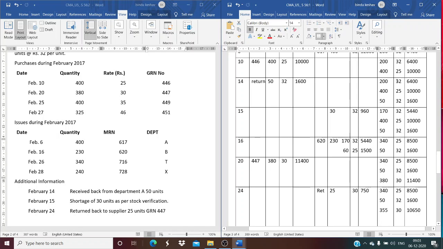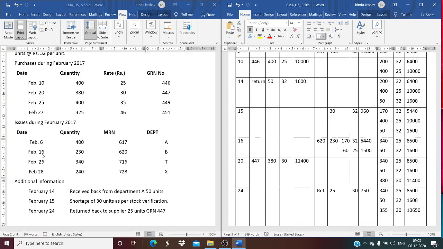So the rate will be 32 rupees. 30 units at rupees 32, 960. So the balance will be 200 units minus 30, that is 170 units at rupees 32. Then the second lot 400 units at rupees 25 and the third lot 50 units at rupees 32.